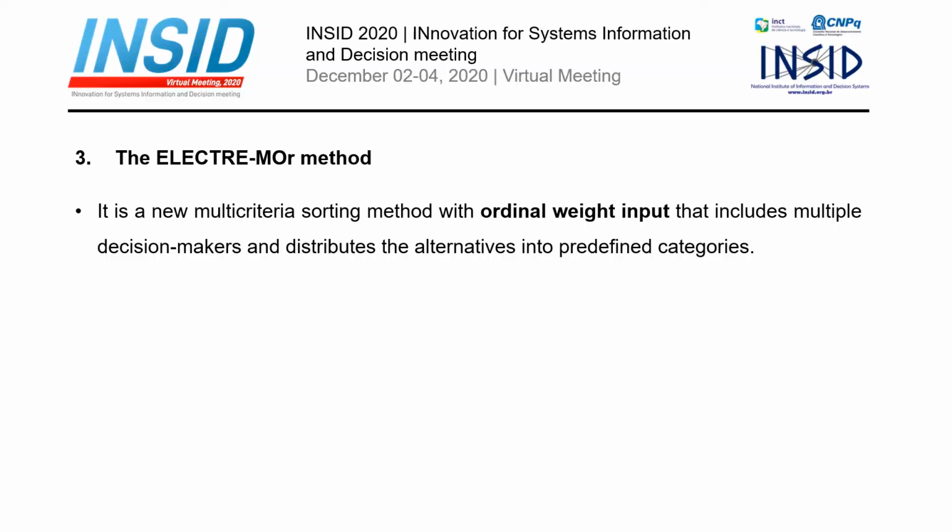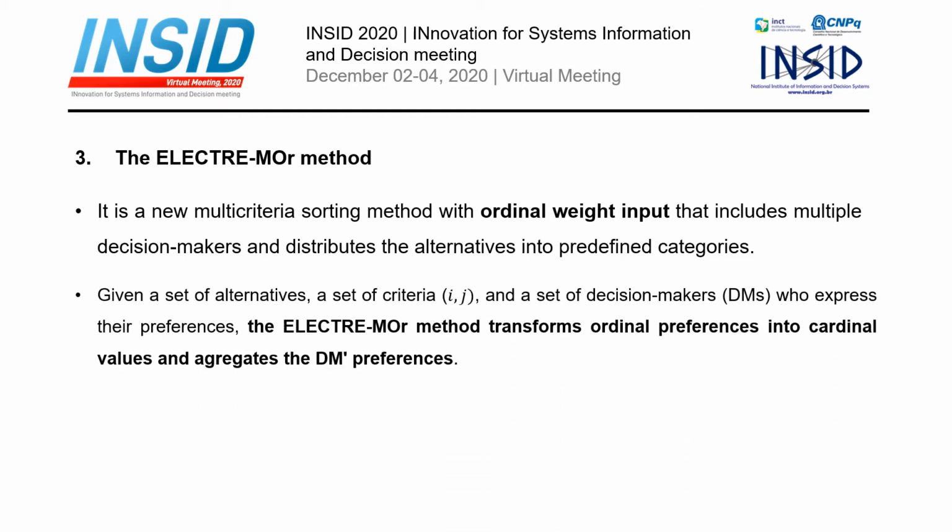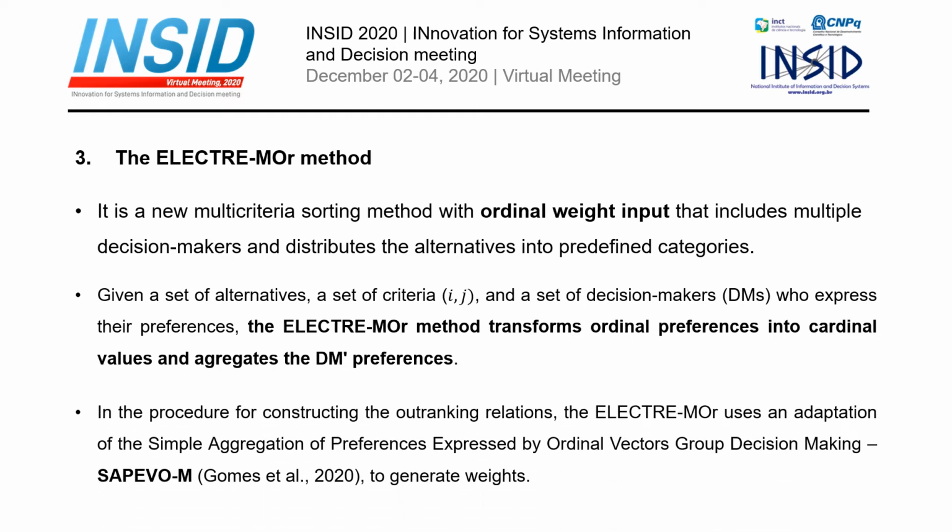We are proposing the ELECTRE MoR method. It's a new multi-criteria sorting method with ordinal aid input that includes multiple decision makers and distributes the alternatives into predefined categories. Given a set of alternatives, a set of criteria, and a set of decision makers who express their preference, the ELECTRE MoR method transforms ordinal preference into cardinal values and aggregates the decision-makers' preference. In the procedure for constructing the outrank relations, the ELECTRE MoR uses an adaptation of the simple aggregation of preference expressed by ordinal vectors group in decision-making, sub pivot M, to generate aids.